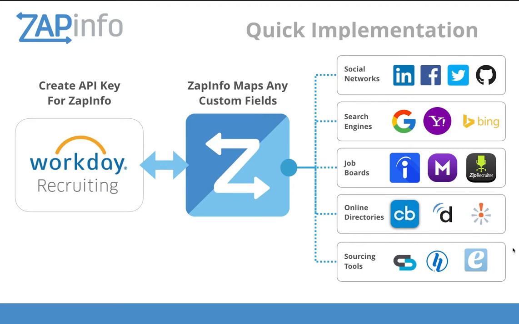If your Workday administrator can provide an API key and the routing information, usually within a very quick period of time, Zapinfo has the field mappings that can map the out-of-the-box areas as well as any custom fields, so that you can instantly start to utilize the Zapinfo recruitment process automation tool to pull information from all of these different channels into your Workday recruiting application.